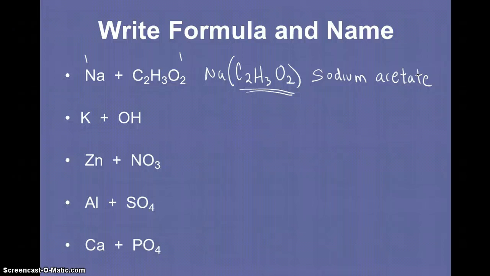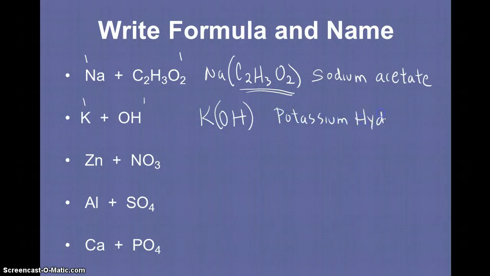Let's take a peek at the next one. We have potassium with hydroxide. Potassium has an oxidation state of 1. Hydroxide has an oxidation state of 1. If we switch those oxidation states, it is simply written like this. Again, you can put the parentheses around there just to remind you that it is a polyatomic. And then we name it potassium hydroxide. Again, do not change that name on that polyatomic.